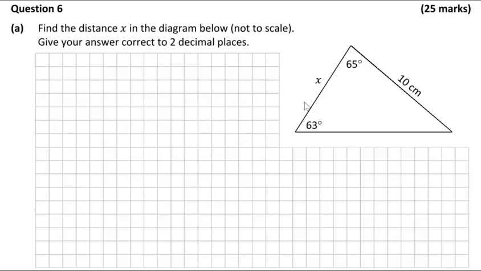The first thing you want to do is have a look and see, is this a right angle triangle or not? It's not a right angle triangle, so therefore we cannot use Pythagoras' theorem or SOHCAHTOA. We're not looking for the area, so we're not going to use the area formula, so we're left with the sine rule or the cosine rule. So you should always try the sine rule first, and if that doesn't work, then try the cosine rule.